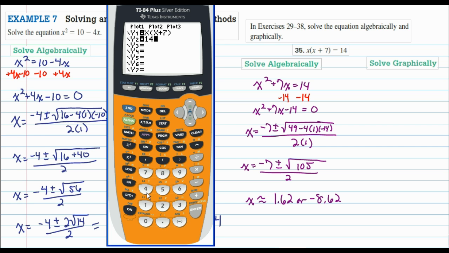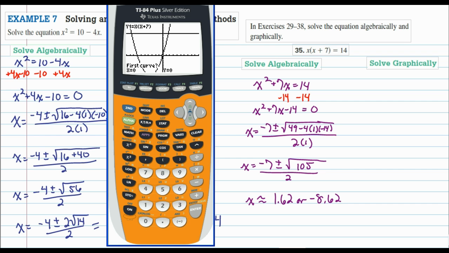Just 14. So I'm going to zoom 6, but I know that's not going to be right because that y2 equation was y equals 14. So the y values have to go bigger than 14. I'm going to go with 20. Should be enough. I might need more to the left here. Nope, there we go.